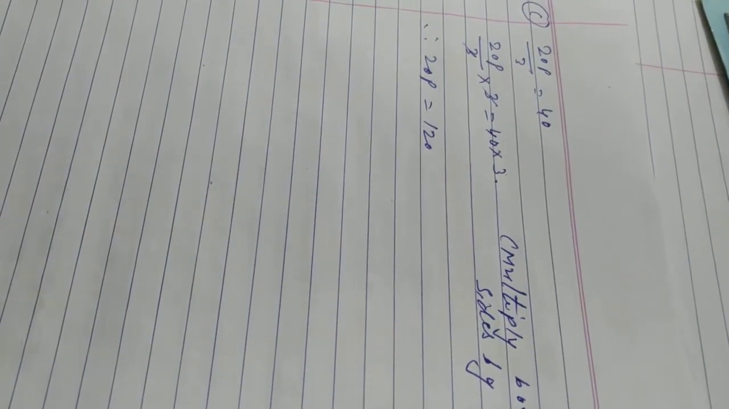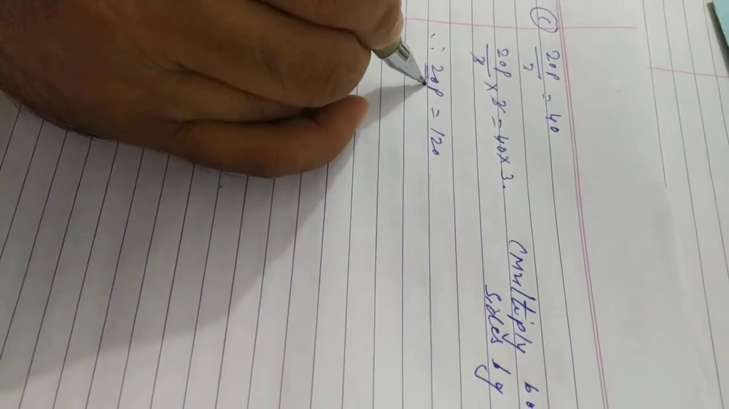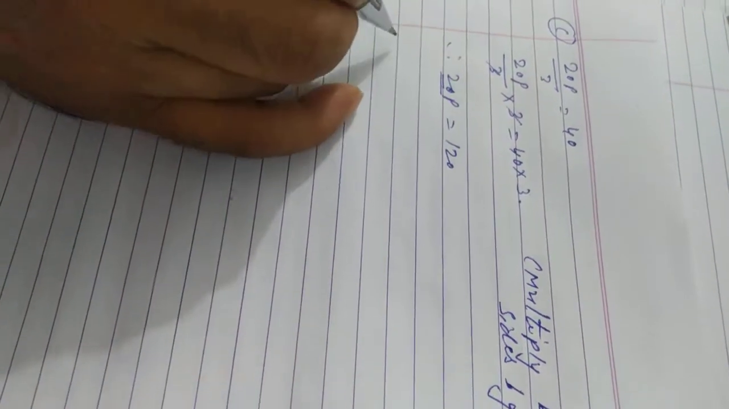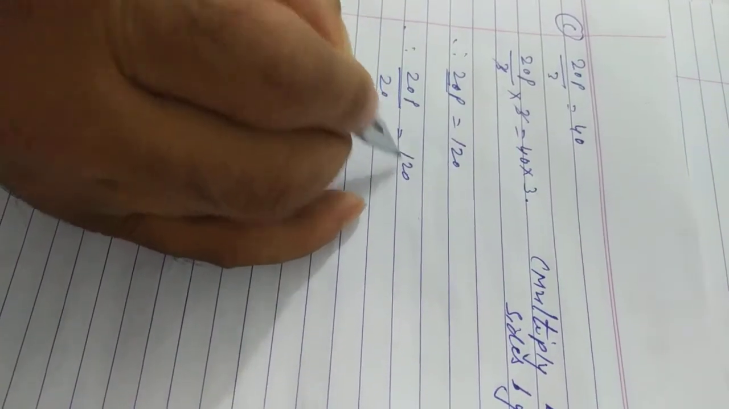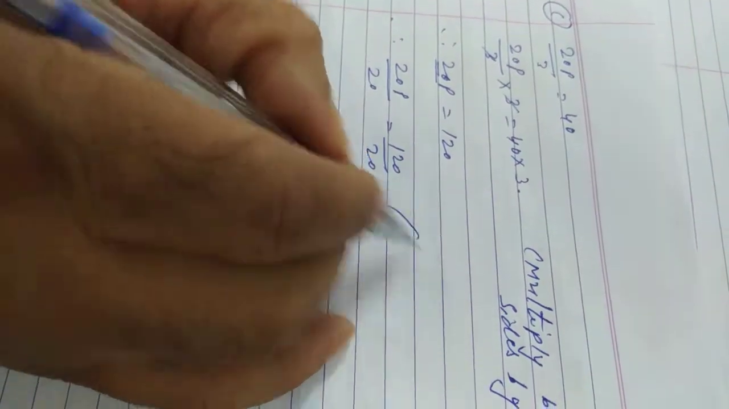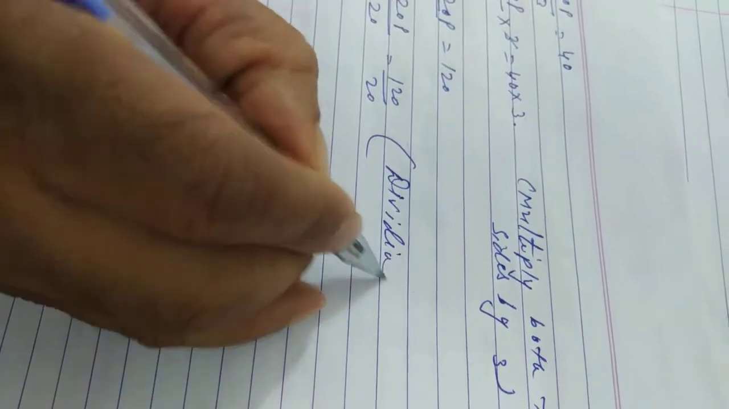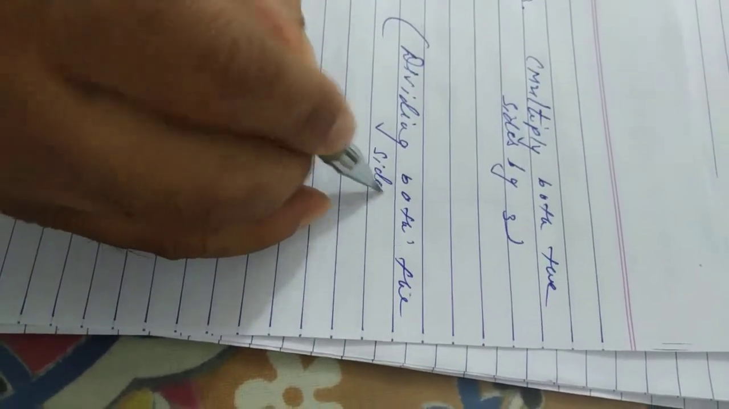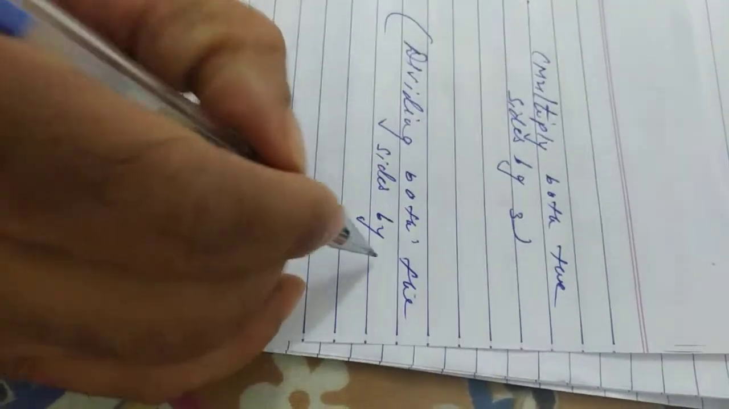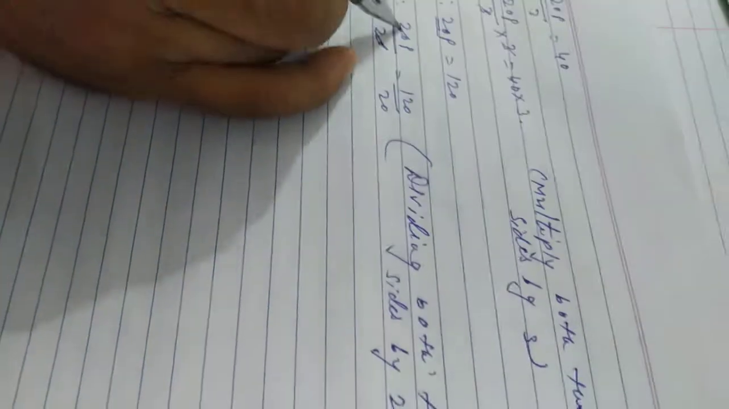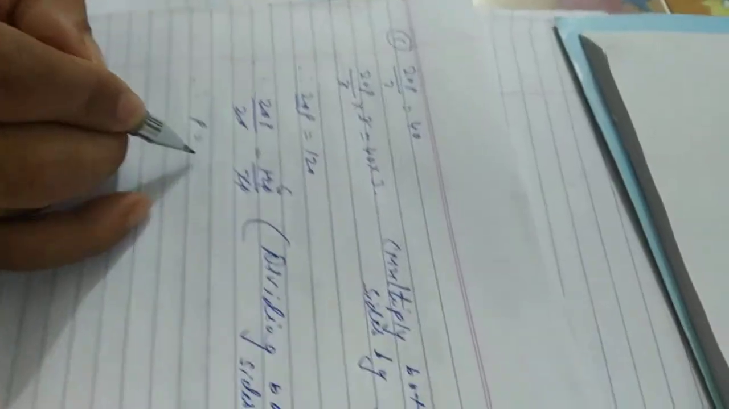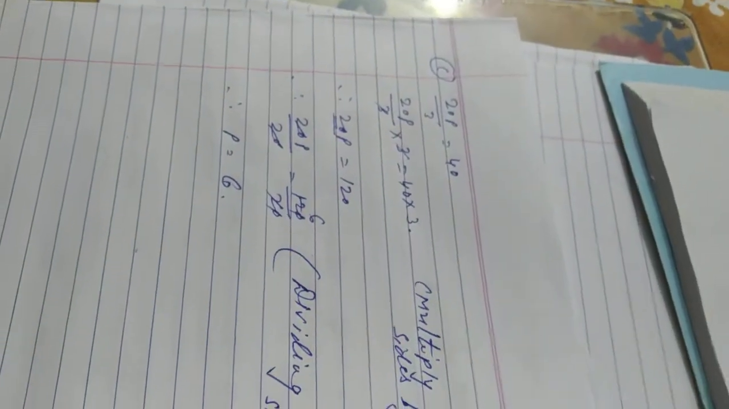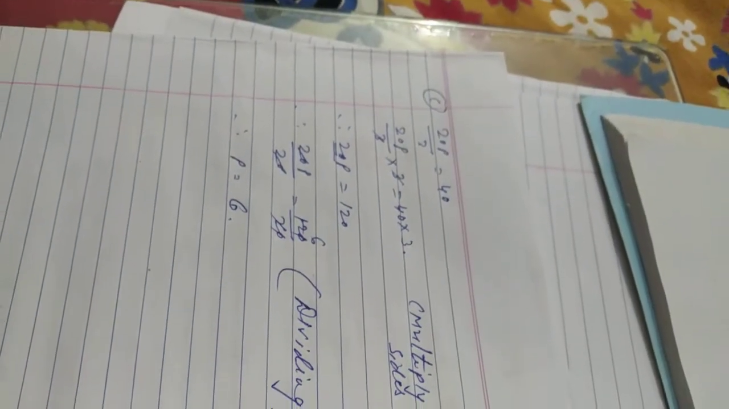Right? Now what do we have to separate? 20. So it is in multiplication. So what do we have to do? Divide by 20: p is equal to 120 upon 20. So dividing both the sides by 20, right? 20 20s, 0 0, 2 3s are 6. Therefore p is equal to 6 is the solution of the given equation.